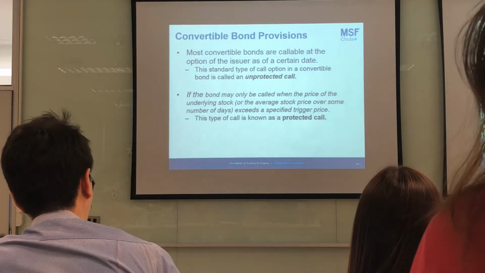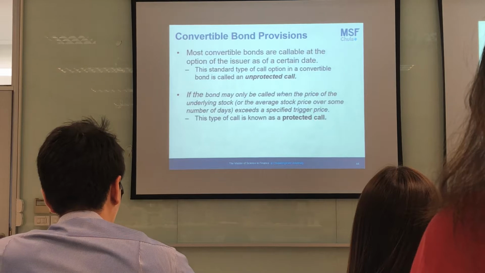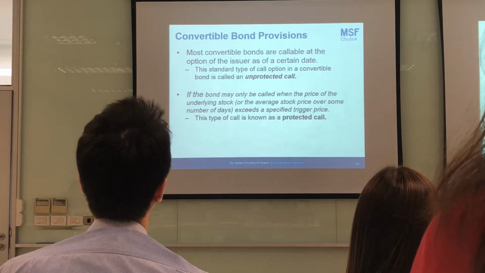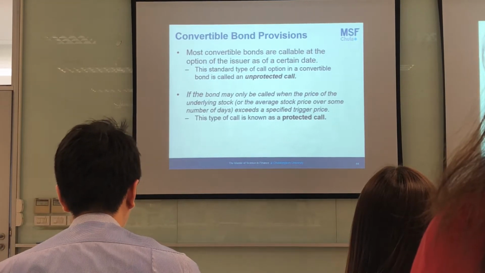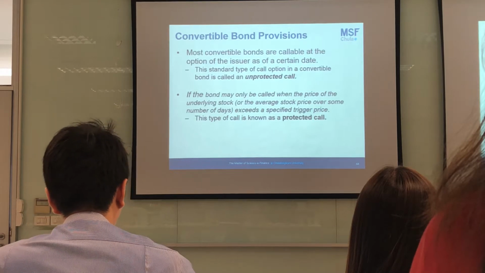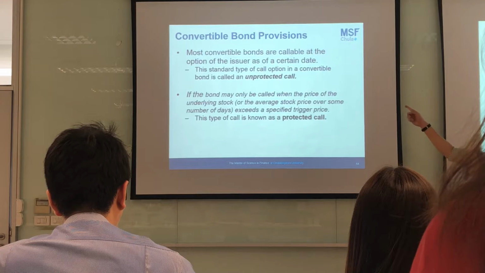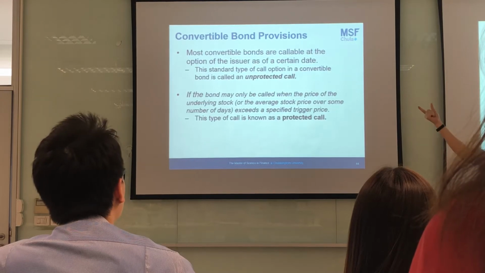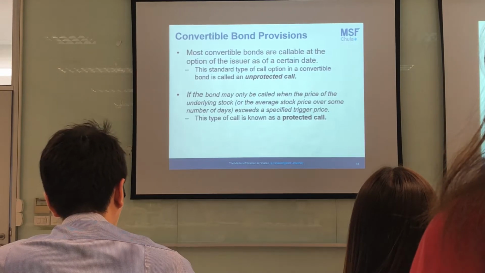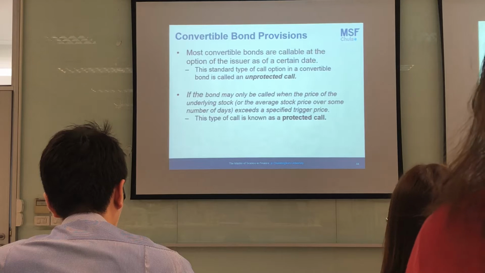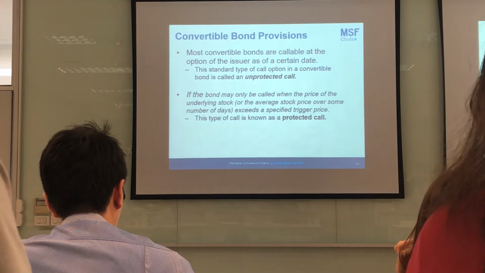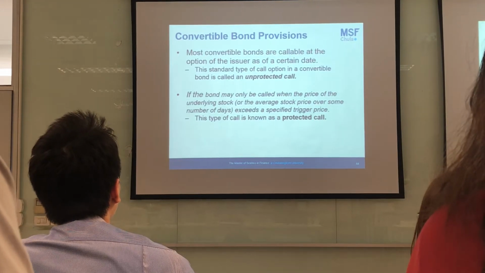Give some more detail about when the bondholder can convert the bond into the stock. Normally, for most convertible bonds, it will be the first one. The bond issuer provides a conversion period that allows the bondholder to convert into the stock. This is called unprotected call.